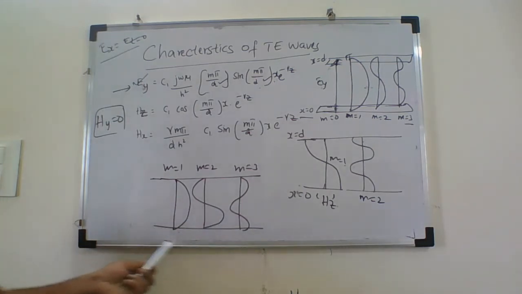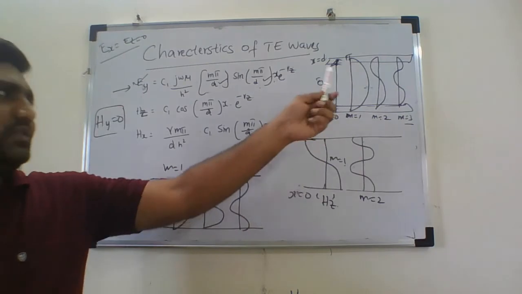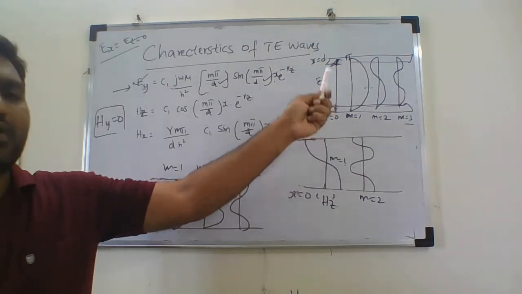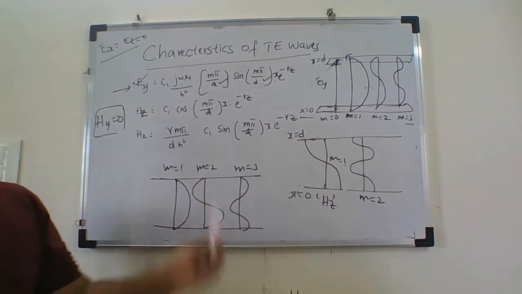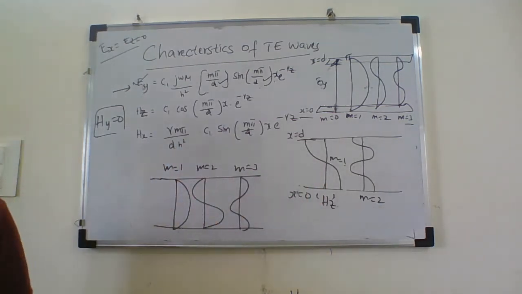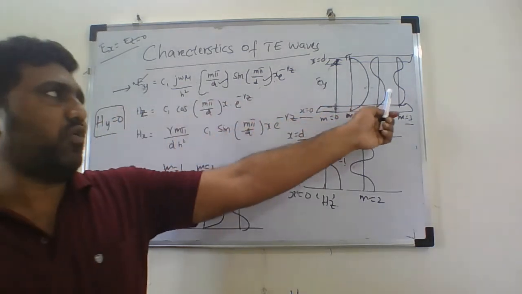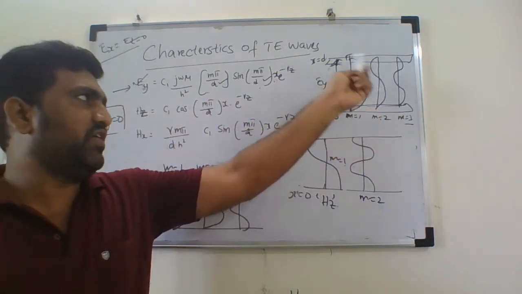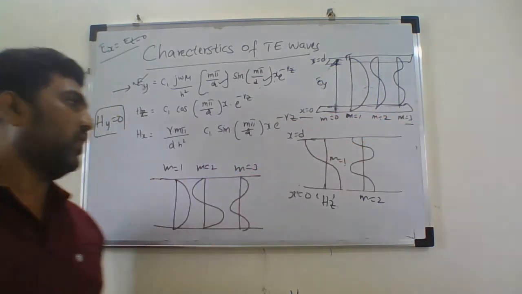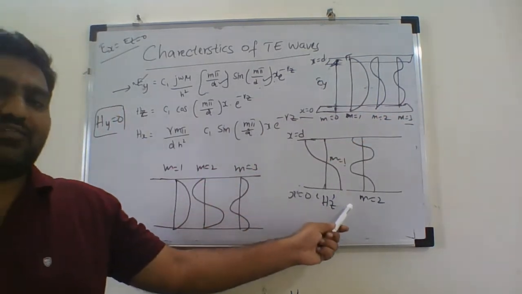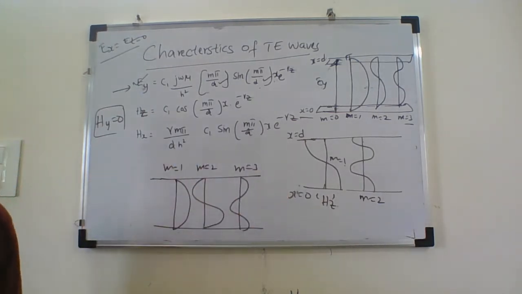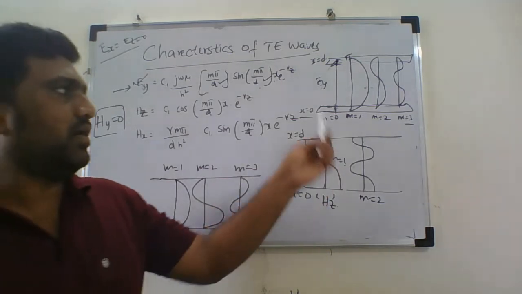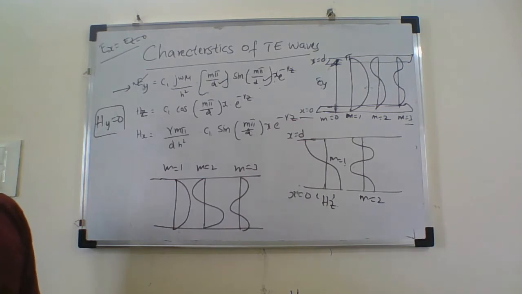So these are the field patterns. This figure is the field variation or the field pattern of Ey. This figure is the field pattern of Hz, and this figure is the field pattern of Hx. Ey follows a sinusoidal variation, sine wave variation, so it is like this. Hz follows a cosine variation, which is like this. And Hx follows a sinusoidal variation, which is like this. So this is the field patterns for TE waves.